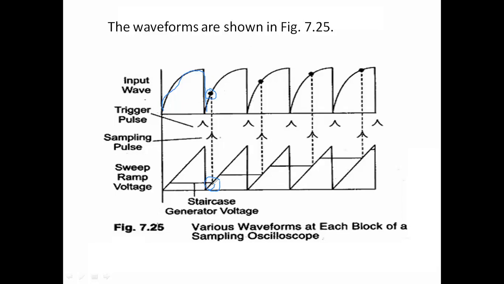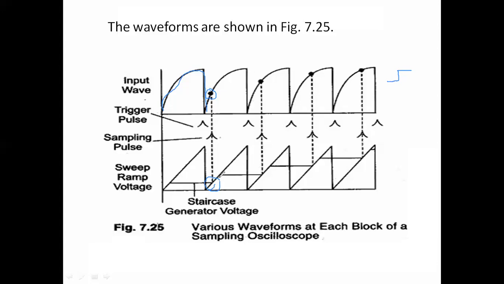In the next case, the ramp signal is continuously produced and again discharges. Once the first staircase voltage and the ramp signal are equal, the staircase generator will produce the next staircase signal. So this is the first staircase signal, and this is the next staircase signal, the second staircase signal.